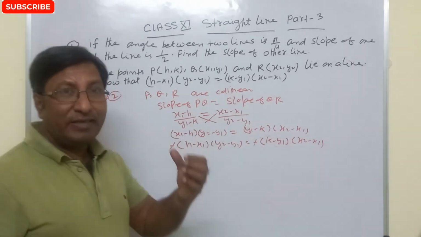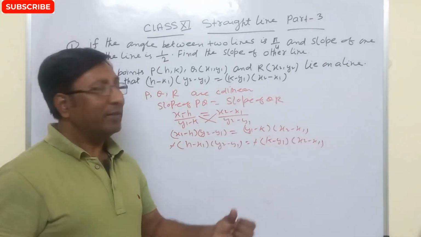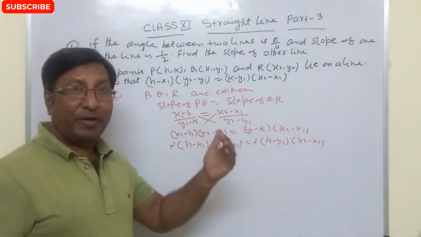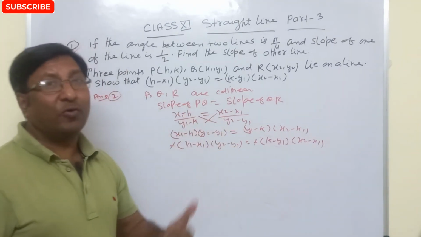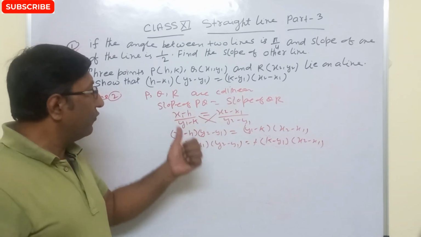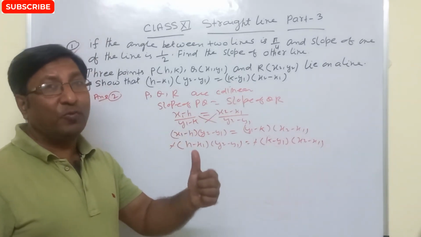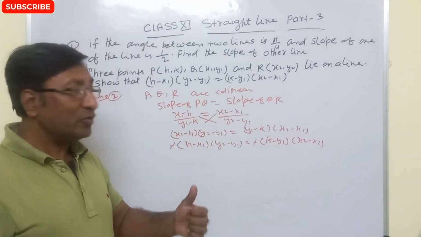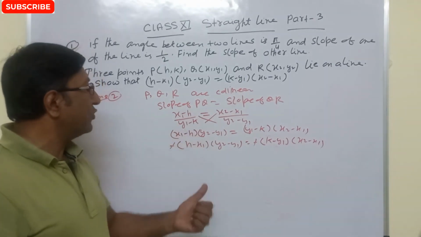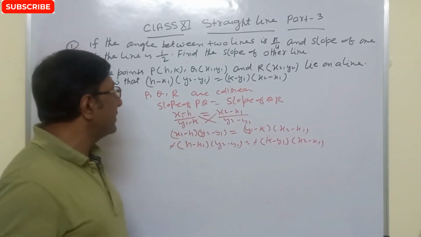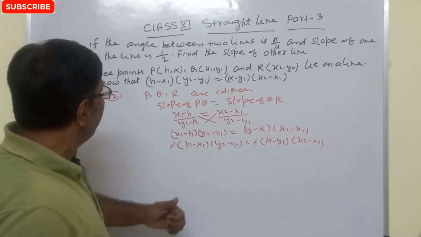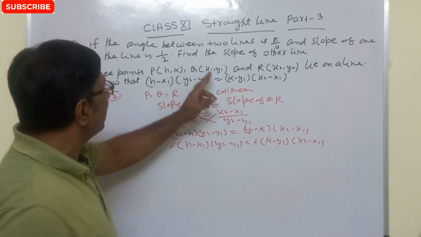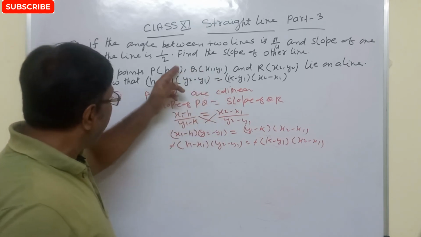So when any 3 points lie on the same line, then the 3 points are what? Collinear. So if PQR are collinear, then slope of PQ equal to slope of QR. You know the formula: when 2 points are given, the slope is y2 minus y1 upon x2 minus x1. So here slope of PQ is y1 minus k upon x1 minus h.